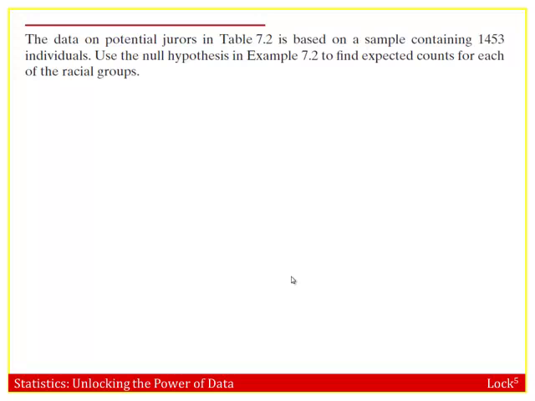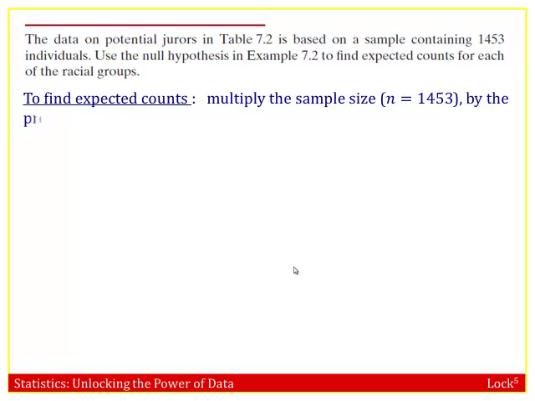Okay, so this is about jurors and whether the people being picked for jury duty match the census proportions for that county. So to find the expected counts, we multiply the sample size, which in this case is n equals 1,453, by the proportions given in the null hypothesis.